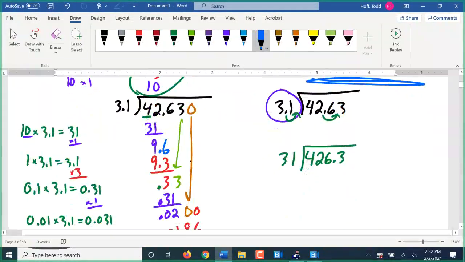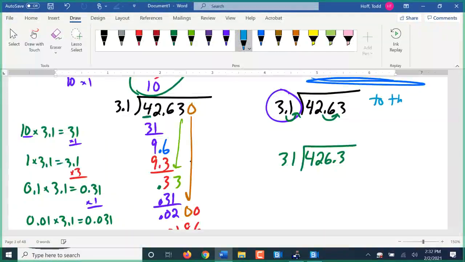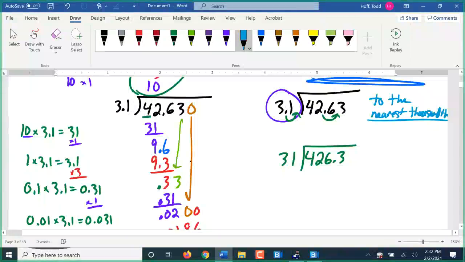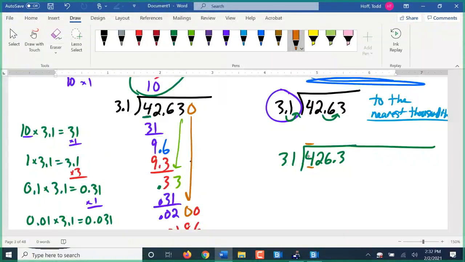Now let's say I want this result to the nearest thousandth. So let's look at how we're going to do that. 31 does not go into 4, so we leave that blank. 31 goes into 42 once. That's 31. We subtract, we've got 11.